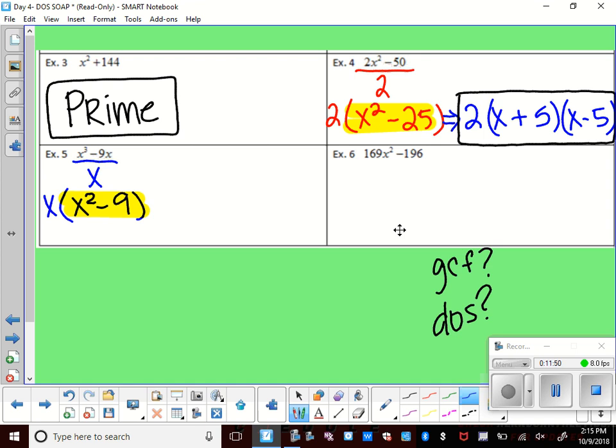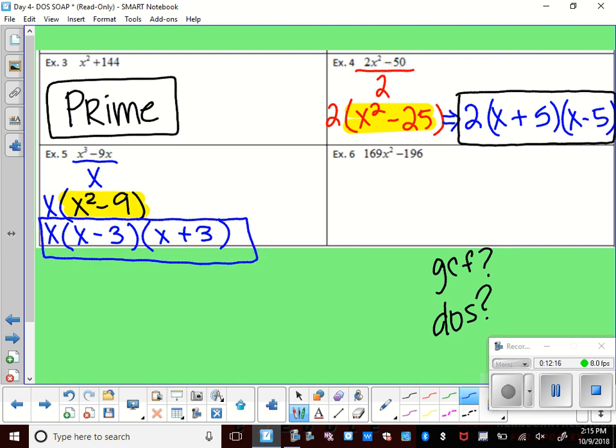What can I do with the x squared minus 9? Can I DOTS it? Very DOTSable to me. Two perfect squares, minus sign. If I DOTS this, what do I get? X minus 3, x plus 3. Now let's pull down our x into our actual answer. Yeah. That's okay.